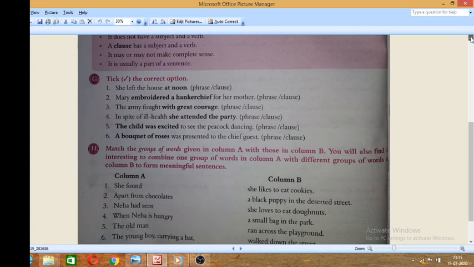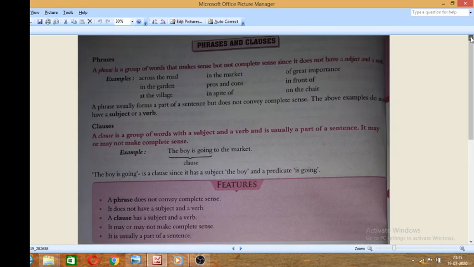This is about phrases and clauses, and the differences between phrases and clauses. A phrase is a group of words that make sense but not complete sense. It does not make complete sense because it does not have a subject and a verb. Clear? On the other hand, what is a clause?